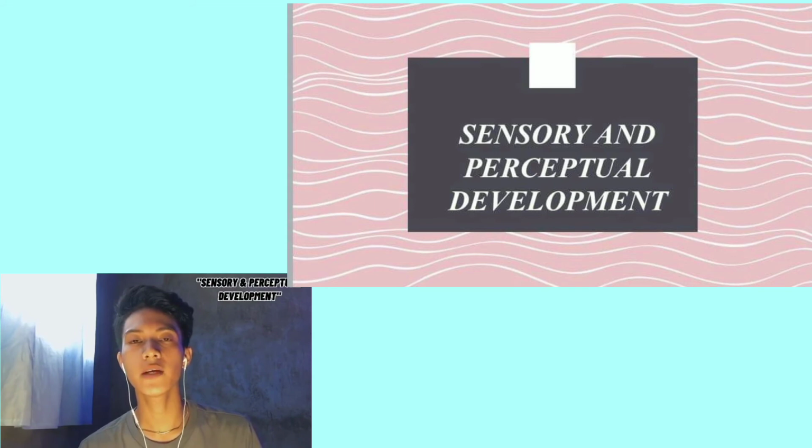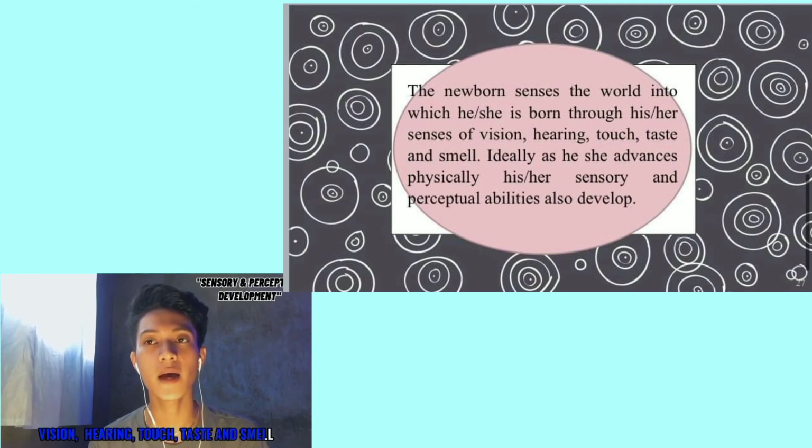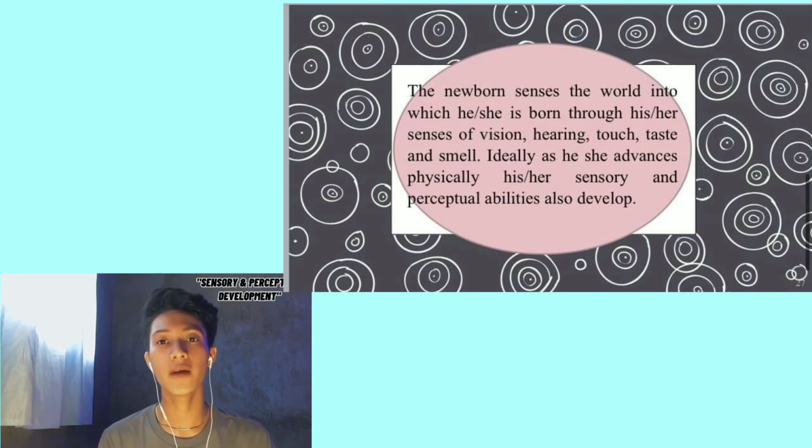Sensory and perceptual development. The newborn senses the world into which he or she is born through the senses of vision, hearing, touch, taste, and smell. Ideally, as he or she advances physically, his or her sensory and perceptual abilities also develop. In a few short months, their vision has greatly improved, as children can see objects from the other side of the room and make out patterns and colors.